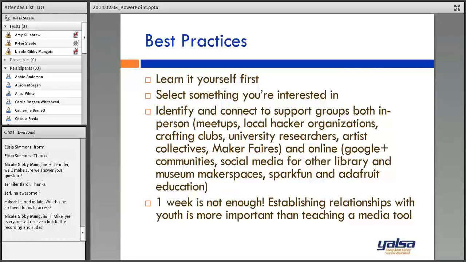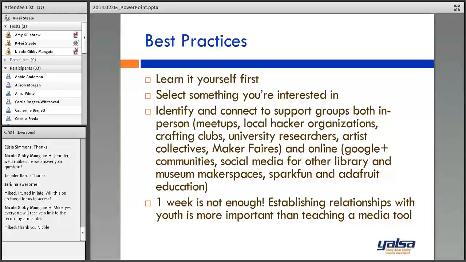Identify and connect to local groups, both in person. Meetups were a great way for us to meet different groups of people who are doing things. Any local hacker organizations, those are people who can teach you stuff, right? Crafting clubs, university researchers, artist collectives. If there's a maker fair near you, there are so many all over the place. That's also a great way to meet people, as well as online.